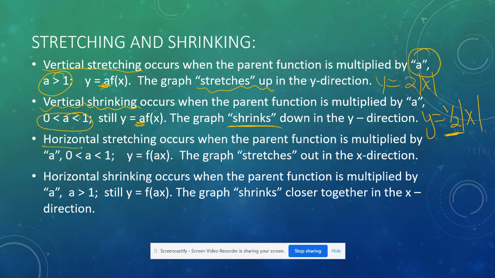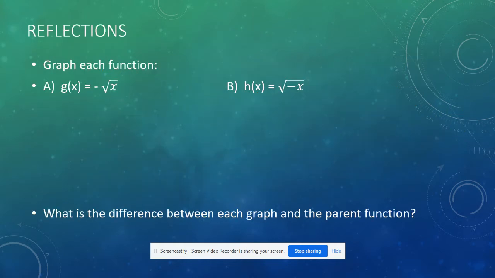Go ahead and fill in this horizontal stretching and shrinking parts. We'll talk about that at another time. But notice where the a is for these ones. Reflection.